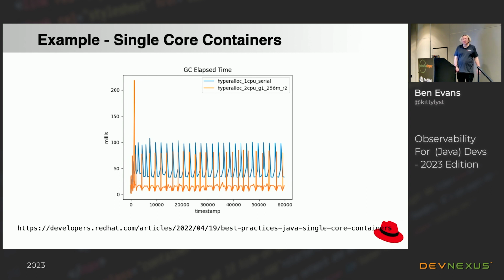But anyway, this is an example of a piece of observability work I did last year. It's basically looking at the impact of what happens if you run Java in single core containers. Spoiler: don't.